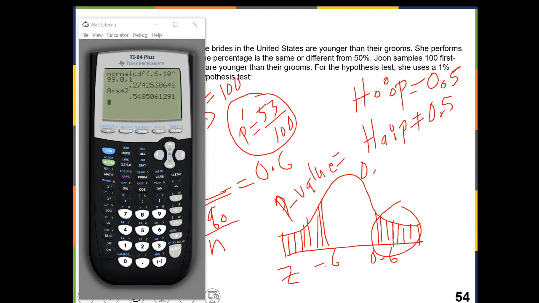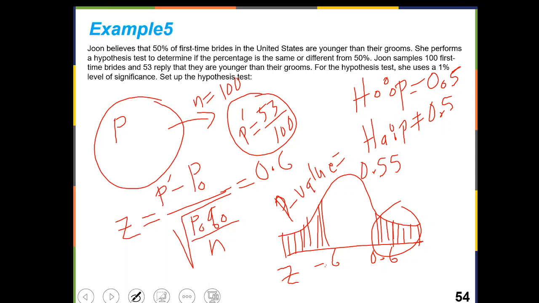the p-value is 0.55, 55%. So that means it's not a rare event, right? It's pretty much within what we expected. We expected to get a number right here. And the probability to get a number that far away from the mean is just about 55% chance, more than half. So that means we are not going to be able to reject the null hypothesis. So there's not enough evidence to reject that.